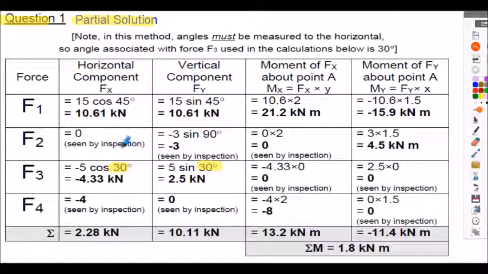Again, where appropriate, you can state values by inspection. I would encourage you to do this. Where appropriate, you don't need to undertake the calculation in these particular cases. Put the answers down and say seen by inspection.